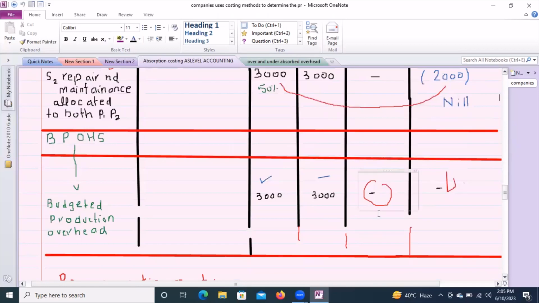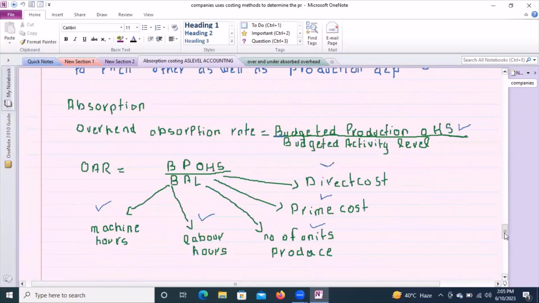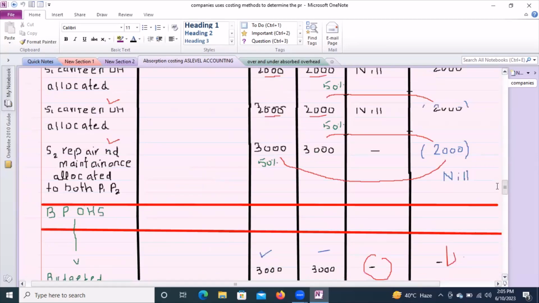And after that, we learned how to calculate the absorption rate. There is a formula related to the overhead absorption rate. If we want to calculate the overhead absorption rate, we do have a formula for it. And the formula is budgeted production overheads divided by budgeted activity level. Okay, so this is our formula. We can find the budgeted production overheads basically from our overhead analysis sheet.